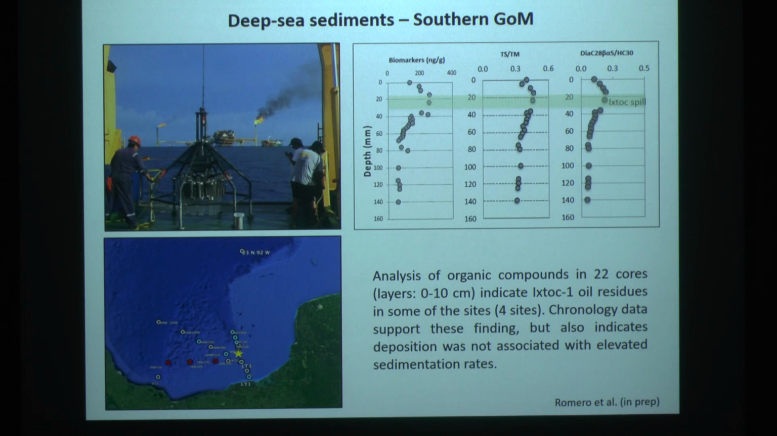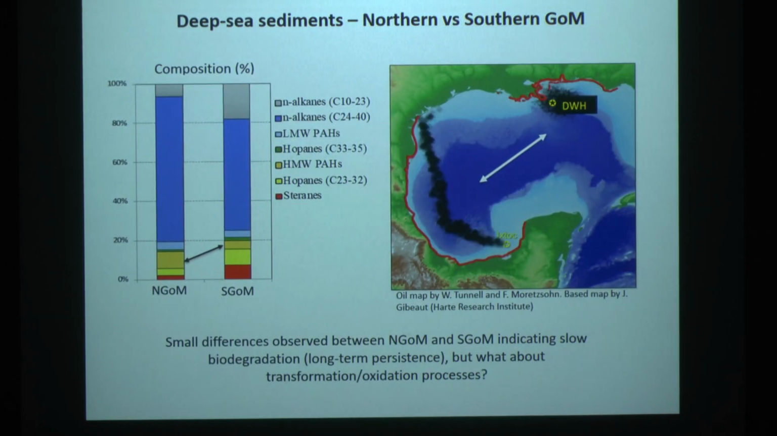and we found that 4 of the 22 cores that we collected, so 4 sites, look like they have significant oil residues from the Ixtoc-1 spill. Very interesting, we were able to support this information with chronology, but when we look at sedimentation rates, it looks like there was not an increase in sedimentation rate, so other processes might have been moving or transporting these organic molecules at depth. So now I'm comparing the composition of organic molecules between these two areas.